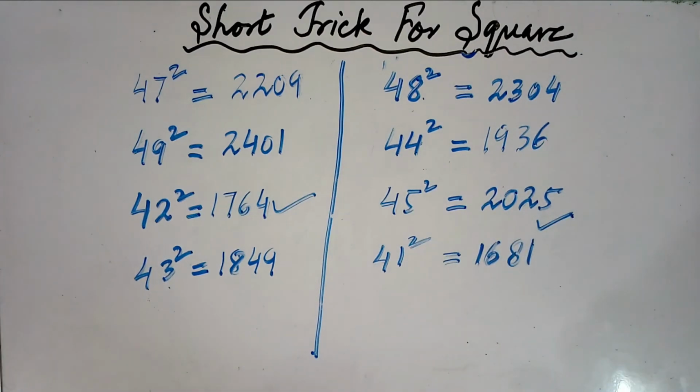Now we are done with the numbers around 50, the numbers which are greater than 50, and the numbers which are less than 50.